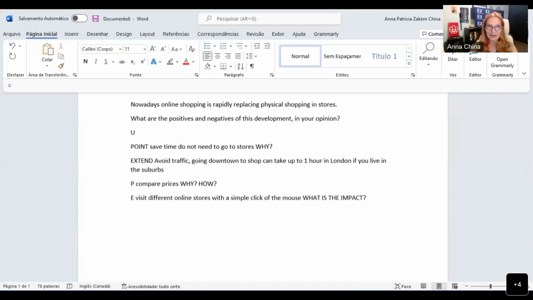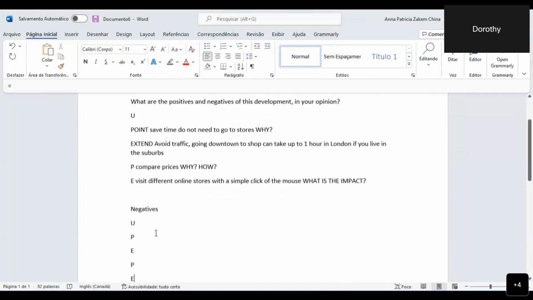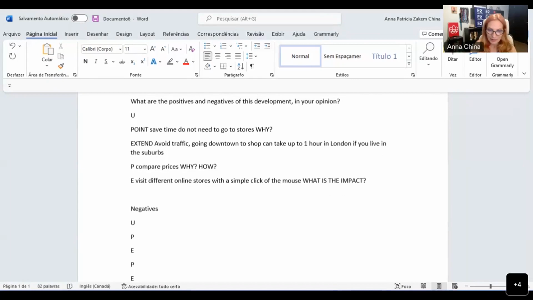Okay, what about the negatives now? Any other students? Let me see who's here. Dorothy, Crystal, the negative. What do you have for negatives? One of the negatives, maybe what you get is not what is described. The pictures can cheat. Okay, so the product received is not the one shown online, right?